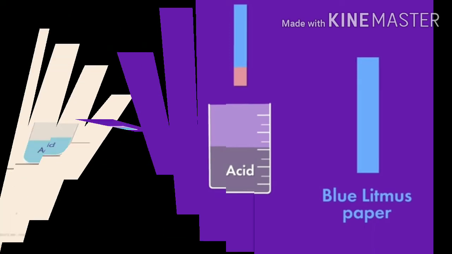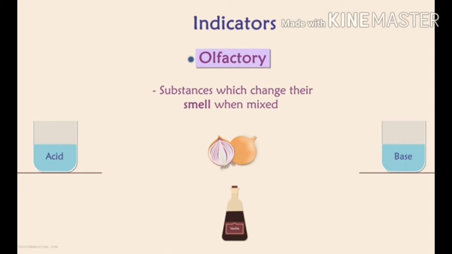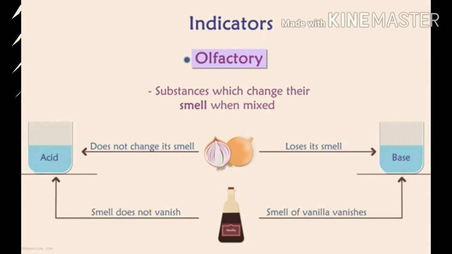Among natural indicators, there are some indicators which are olfactory. That means the substances which change their smell when mixed with an acid or a base. Such indicators are called olfactory indicators. The commonly used olfactory indicators are raw onion and vanilla extract. Onion loses its odor, smell, when treated with strong basic solution, while the smell remains as it is when treated with an acidic solution. The same happens with vanilla essence.